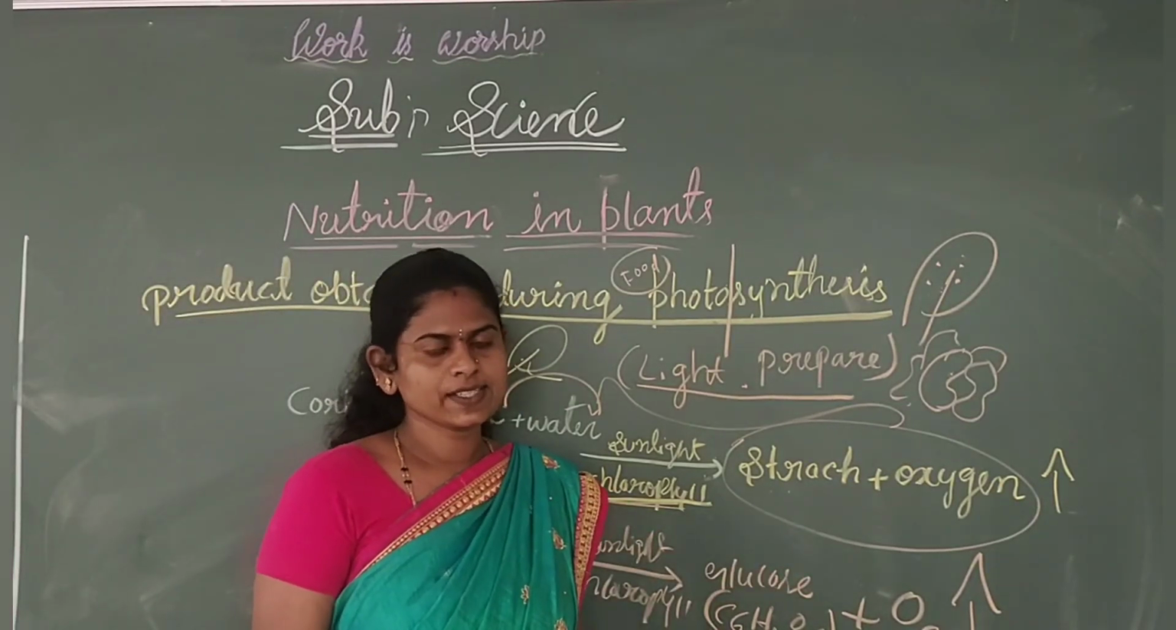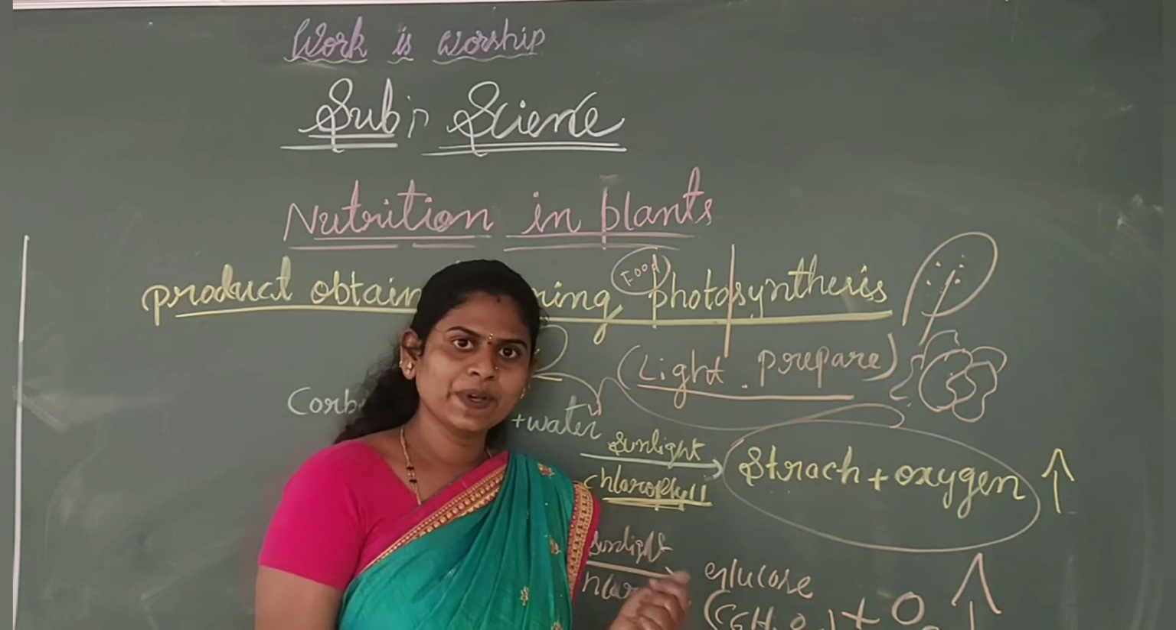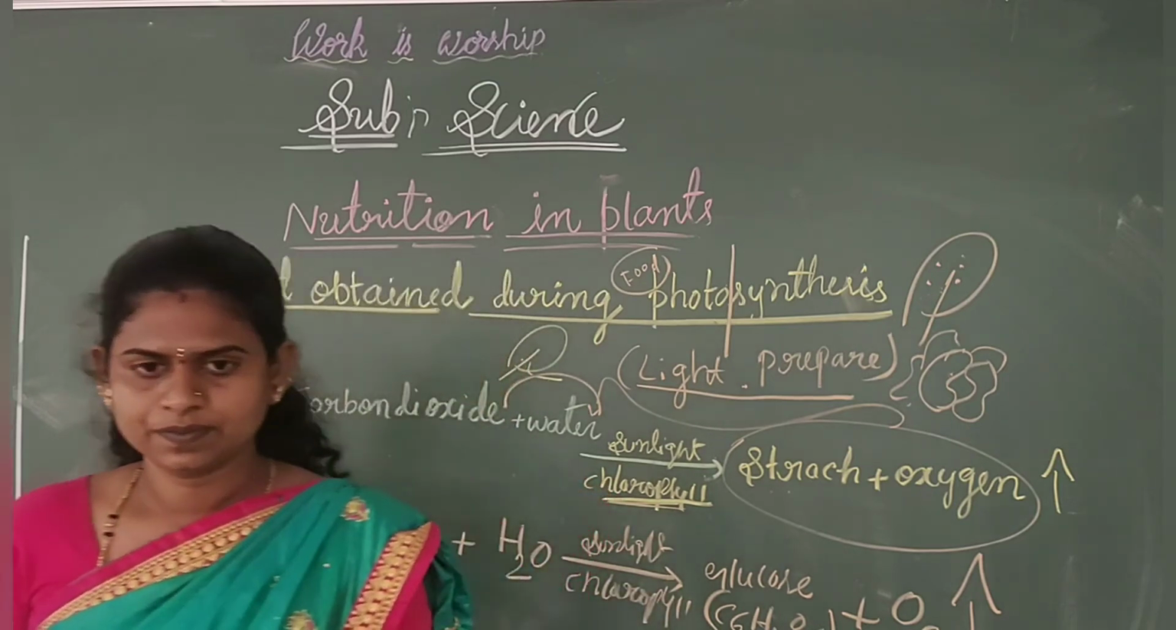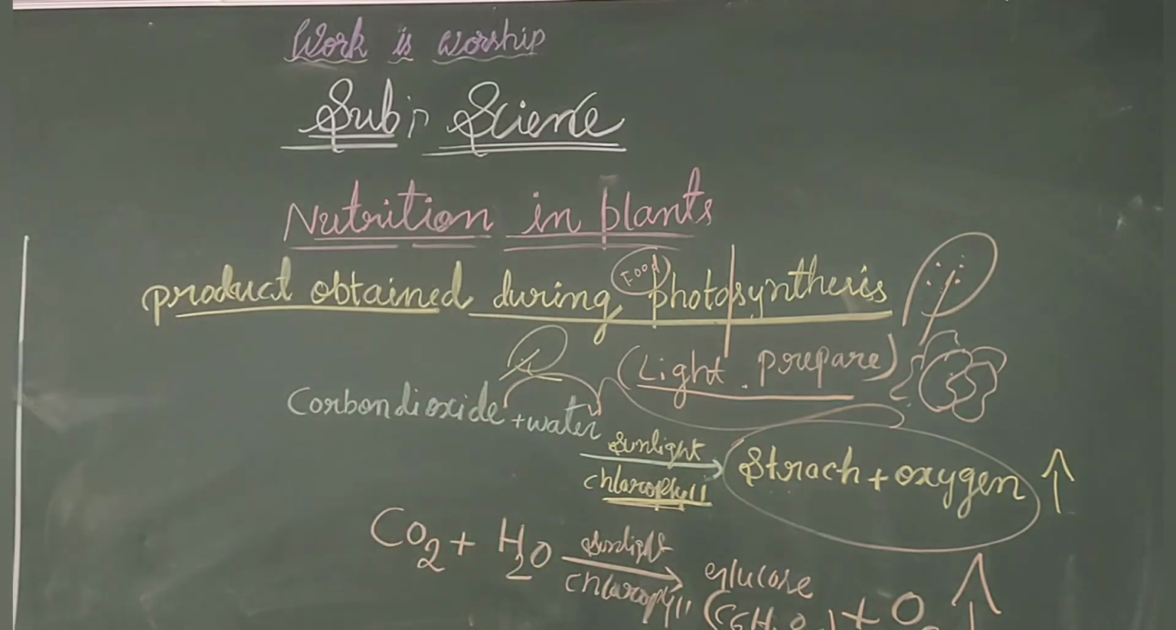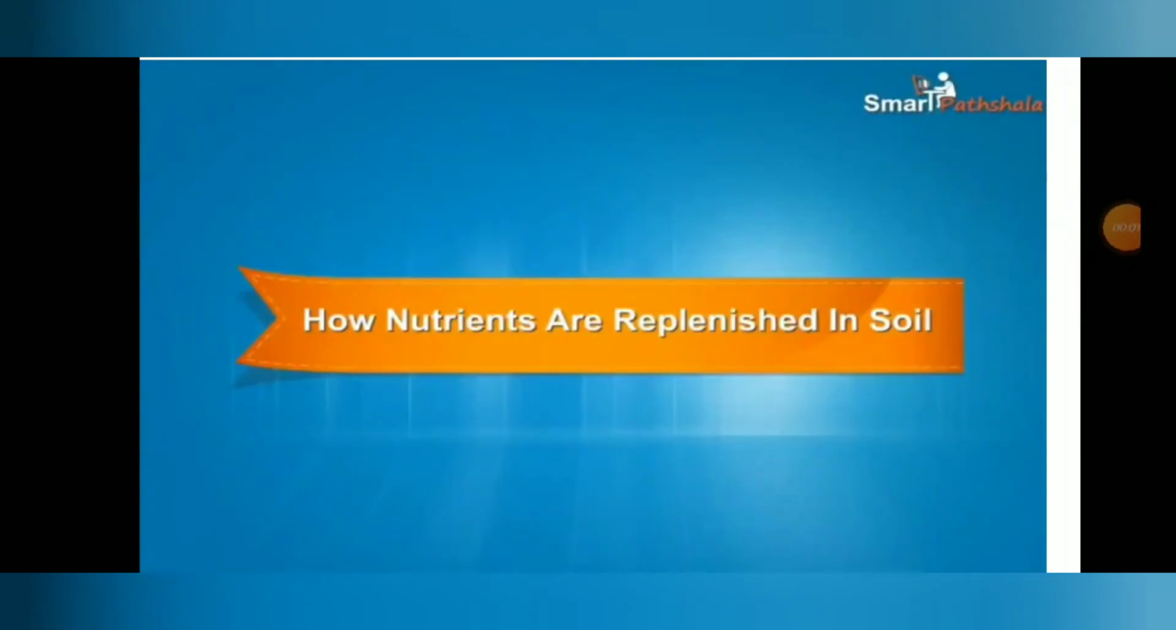Students, next we will discuss the topic of how the nutrients are replenished in the soil. Dear students, our last topic of this chapter is how nutrients are replenished in the soil. In the sense, the nutrients present in the soil get utilized by the plants for their growth. So after the growth, how are the nutrients enriched again in the soil? From this topic we will understand how the nutrients are re-enriched in the soil.